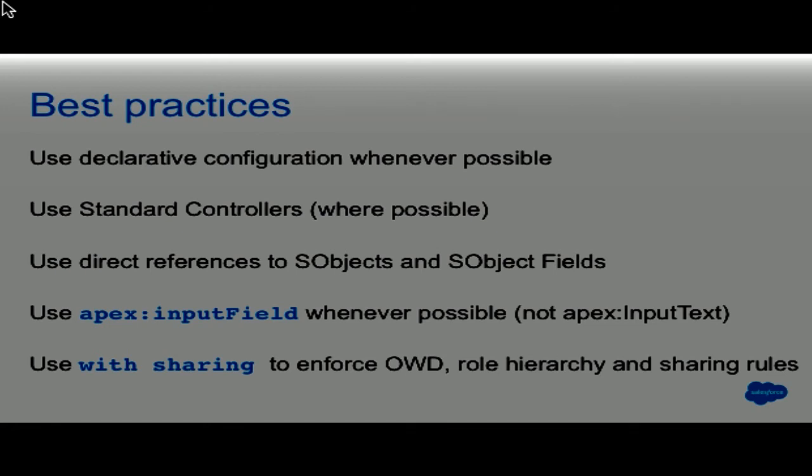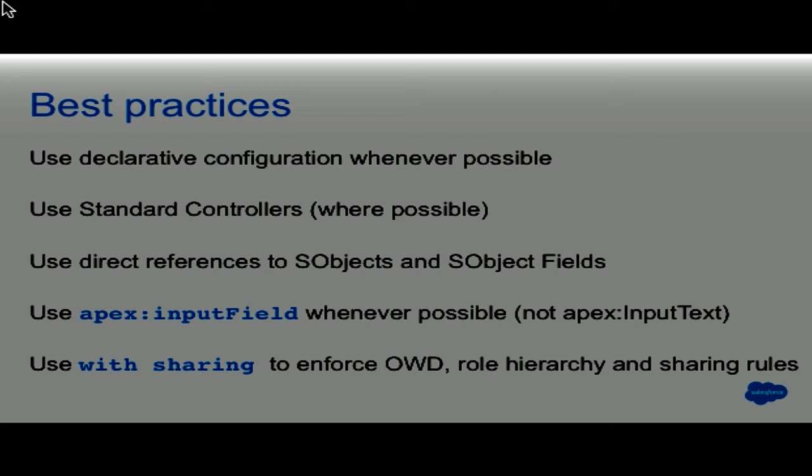But there will be times when you do have to write code, obviously. So when possible, use standard controllers, because they're just going to do the right thing for you. But that doesn't always meet your requirements. So then when you start to write your custom controllers or controller extensions, use direct references to objects and fields whenever possible. And hopefully, after that example, you understand what I mean by a direct reference as opposed to an indirect reference.